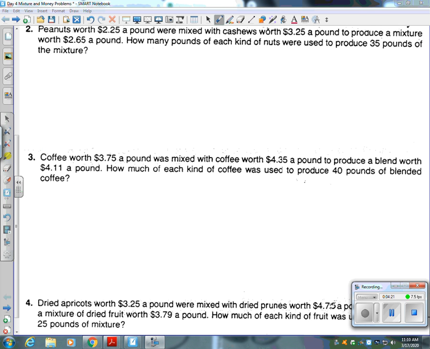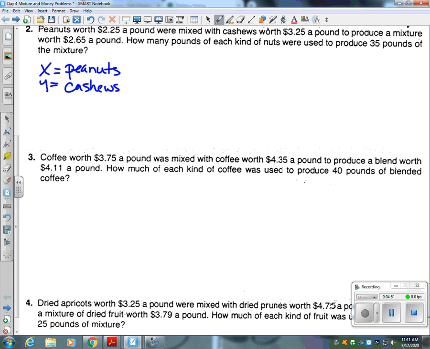Okay, now let's take a look at number two. Number two is talking about peanuts worth $2.25 a pound mixed with cashews worth $3.25 a pound to produce a mixture worth $2.65 a pound. How many pounds of each kind of nuts were used to produce 35 pounds of the mixture? Okay, so we can make X representing peanuts and Y representing cashews.